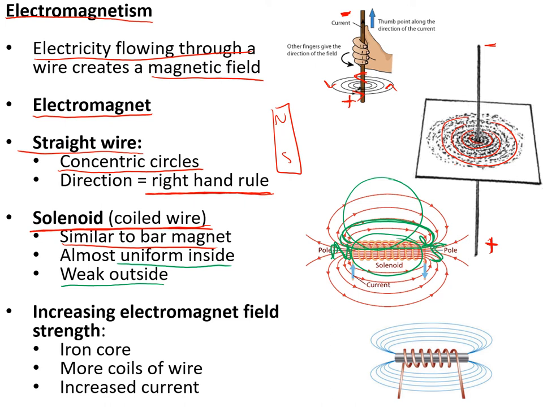So to increase the strength of it, we can do a couple of things. First thing is we can add an iron core that amplifies the magnetic field. We can add more coils of wire, and we can increase the current. So if you do any of those three things, you'll turn a fairly weak electromagnet into a much stronger one.